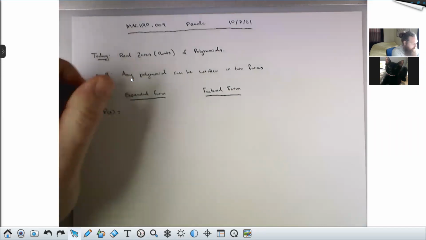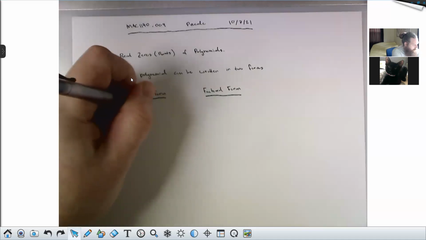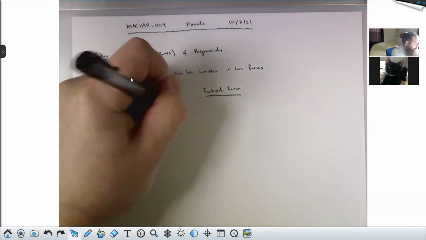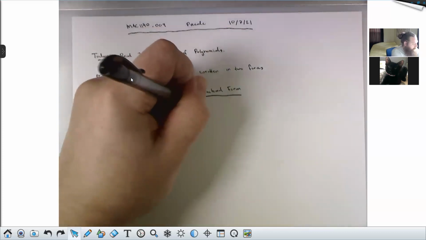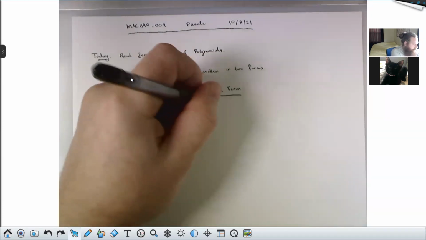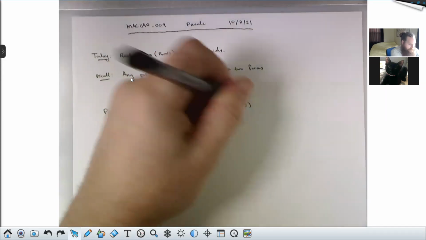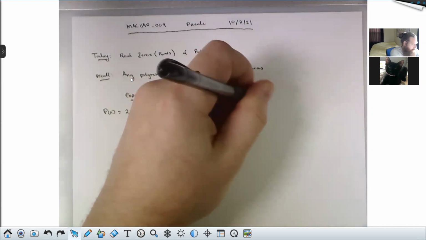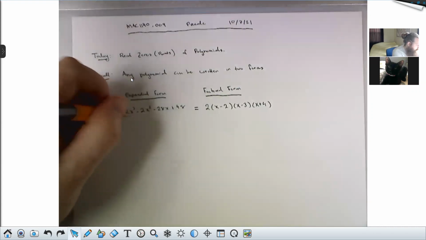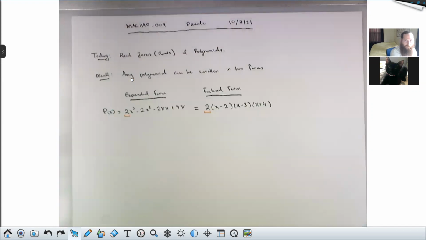so for example, maybe P of x is 2x cubed minus 2x squared minus 28x plus 48, whose factored form would be 2 times (x minus 2) times (x minus 3) times (x plus 4). The thing I wanted to remind you is that the lead coefficient in the expanded form and the lead coefficient in the factored form are the same.